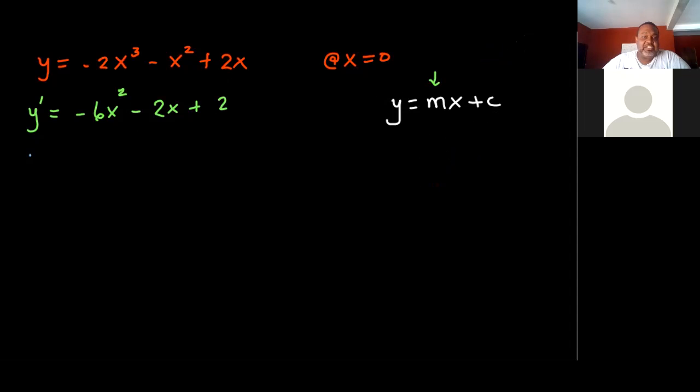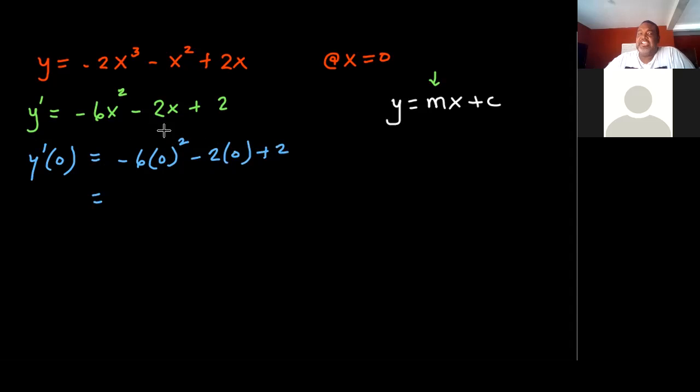So now I evaluate. I say y prime, which is the same as f of x, of 0. What that means is wherever I see x in this function, I'm going to put 0. So I say minus 6 times 0 squared, minus 2, and wherever I see x, what do I put? 0, plus 2.